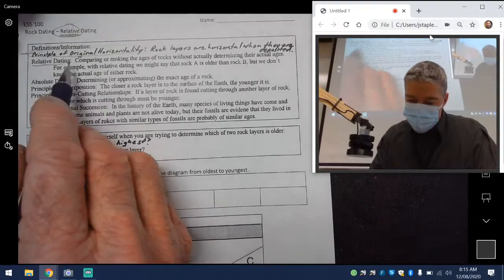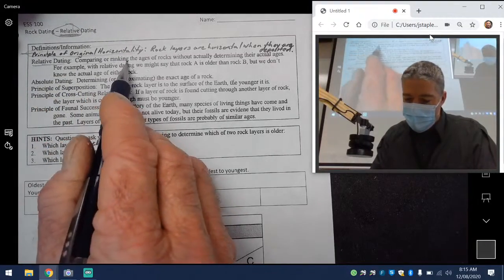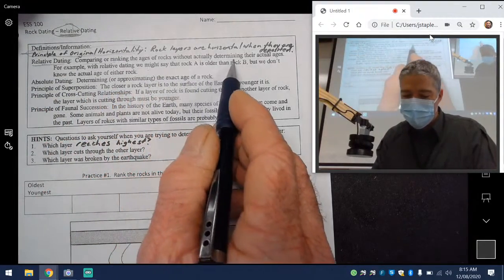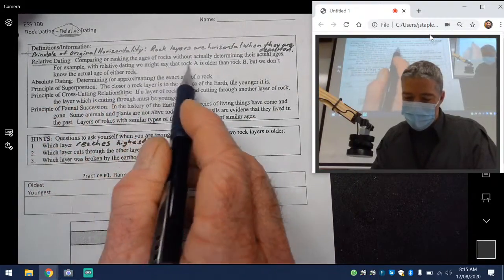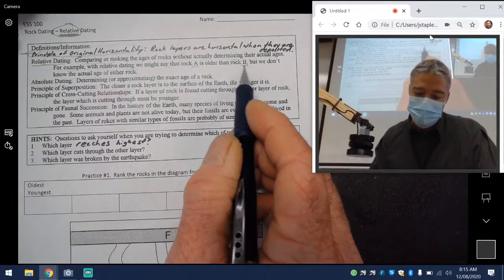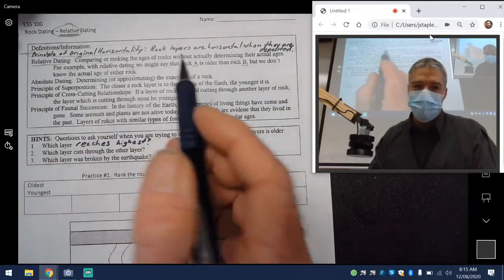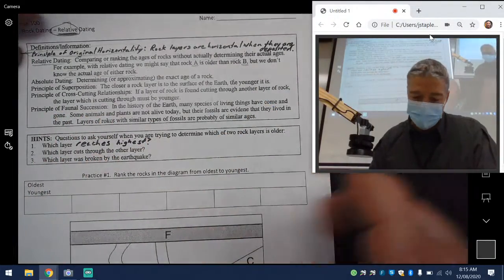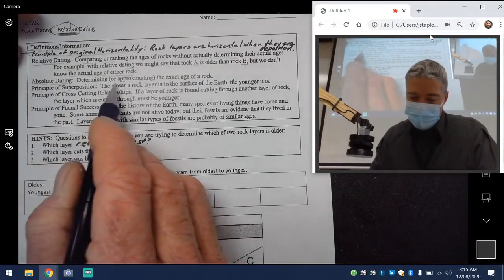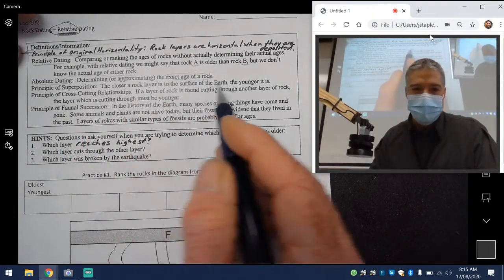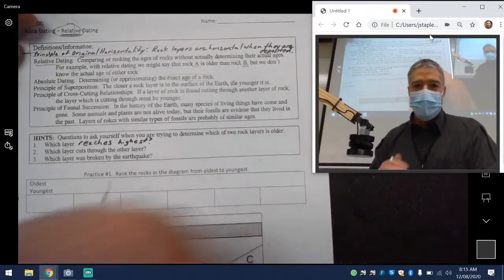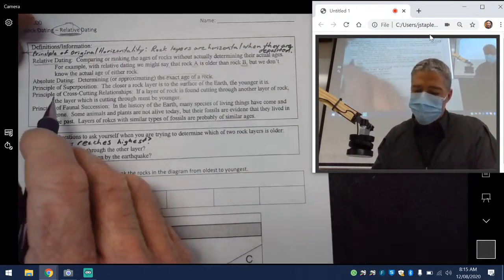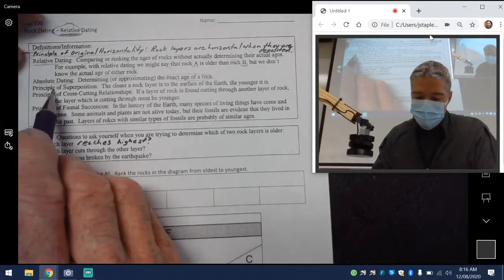Relative dating, this just explains what it is: comparing or ranking the ages of rocks without actually determining their ages. For example, with relative dating, we might say rock A is older than rock B, but we don't know the actual age of either rock. That's what we're doing. Absolute dating, that's where we would be determining the exact age, and we'd use radioactive atoms to do that, and there'd be a lot of math and graphing, but I don't think we're going to do it this year.